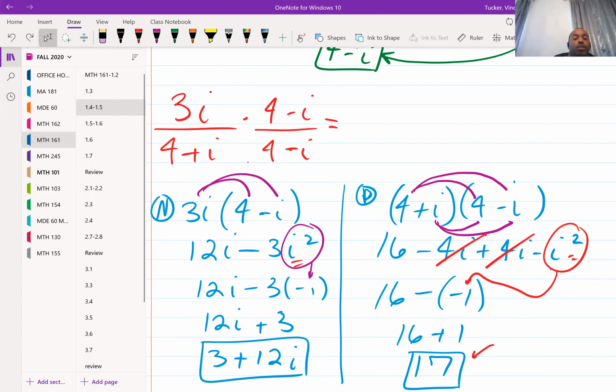So any questions on anything before we finish the problem off? Any questions on the multiplication, simplification of our numerator and our denominator?